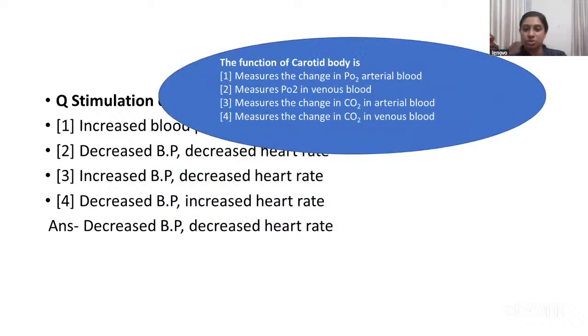So what's the function of the carotid body? The carotid body is a chemoreceptor. What's its function? It measures the change in PO2 in arterial blood, in venous blood, or the change in carbon dioxide in arterial or venous blood. The answer here is: measures the change in partial pressure of oxygen in arterial blood.